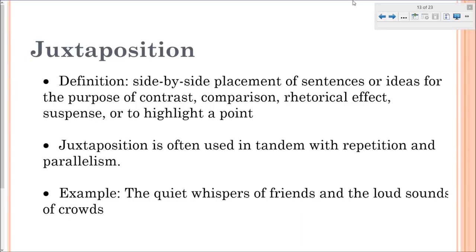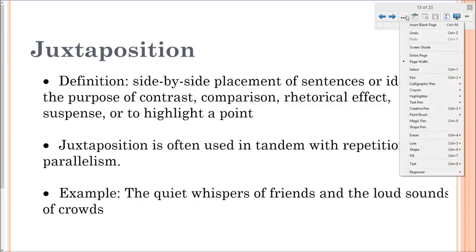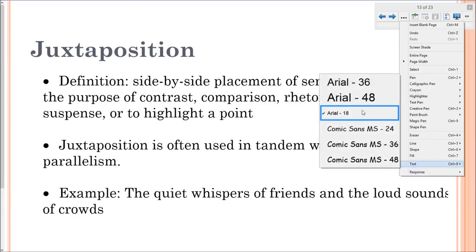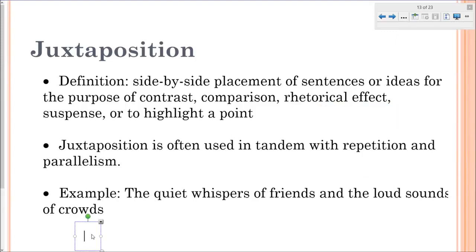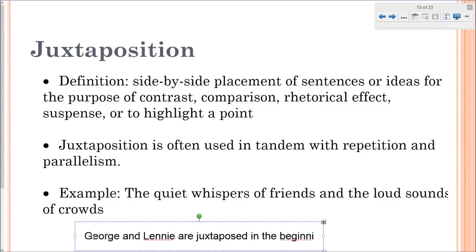And our example here is the quiet whispers of friends and the loud sounds of crowds. And there we have a couple of different things going on. We have the juxtaposition of the type of sounds, the quiet whispers versus the loud sounds. We also have the juxtaposition of friends with crowds, the familiarity of people that you know and like versus the strangeness and the unknown individuals of a crowd.